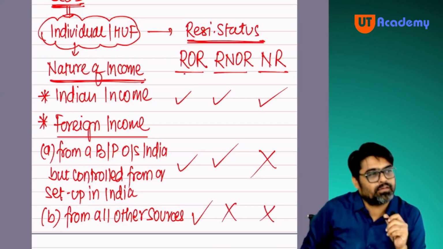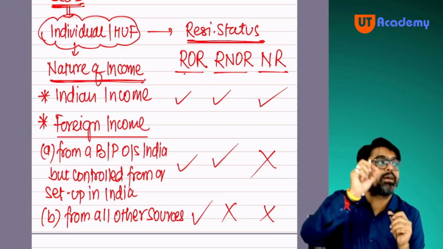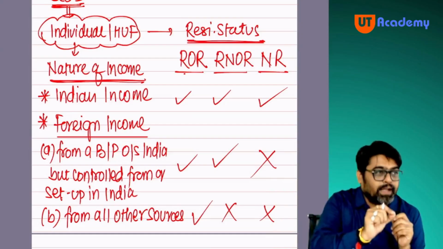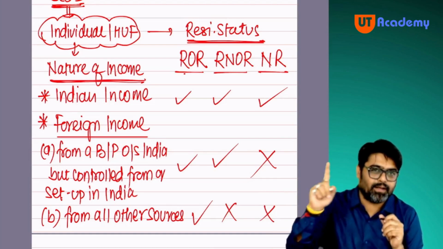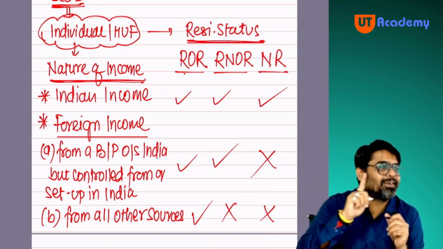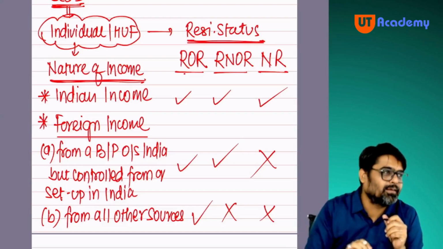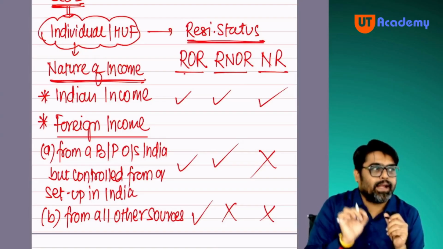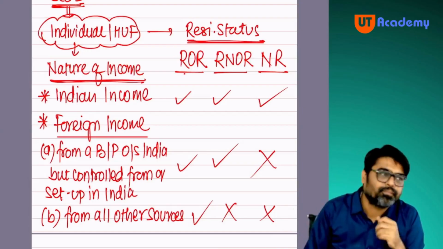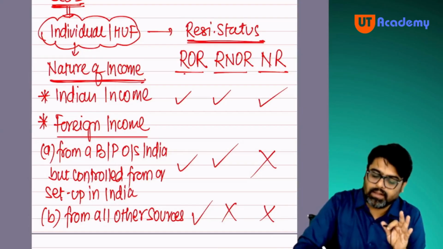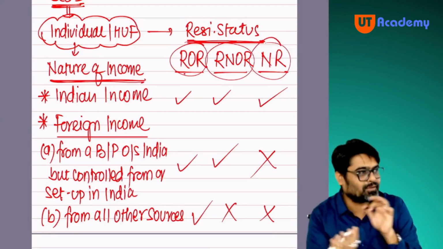Will you remember this? Tick, tick, tick. Tick, cross. Tick, cross, cross. What did I say? Indian income: tick, tick, tick. Foreign income part A: tick, tick, cross. Foreign income part B: tick, cross, cross. Done. But remember, you don't have to shuffle this order. If you shuffle this order, then tick and cross will also be shuffled.